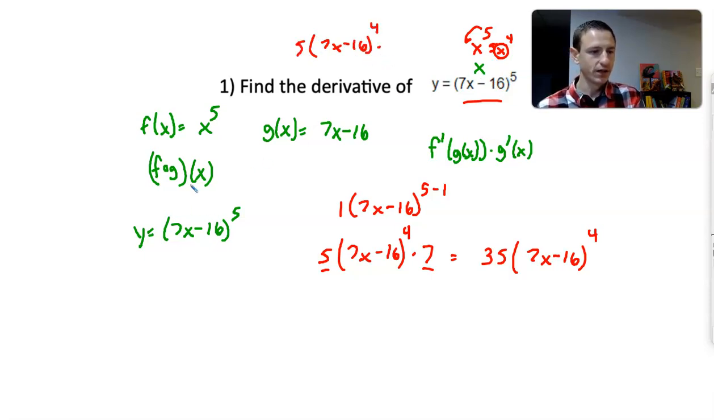And then the g prime, where did I write that? G prime of x. It's taking the derivative of that, so times 7. So that's how we take the derivative using the chain rule. There it is.